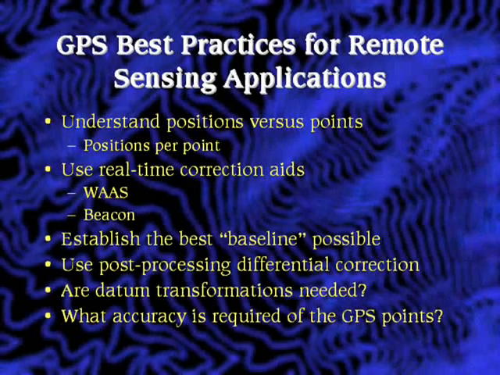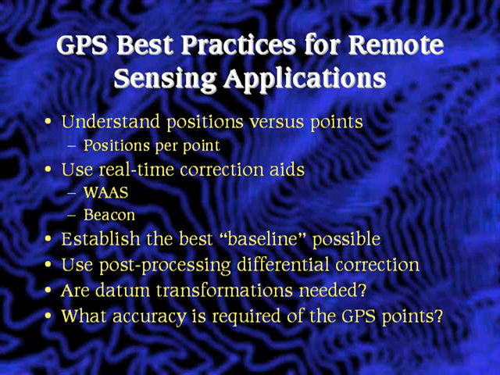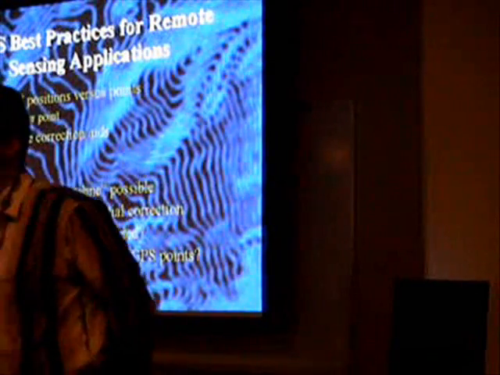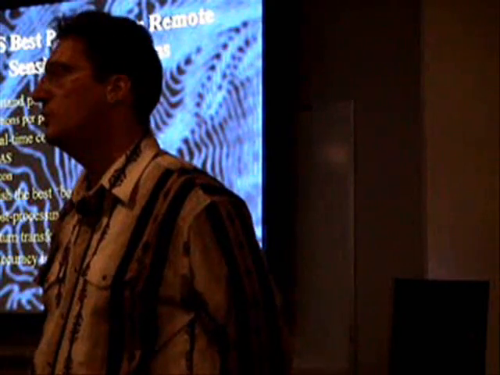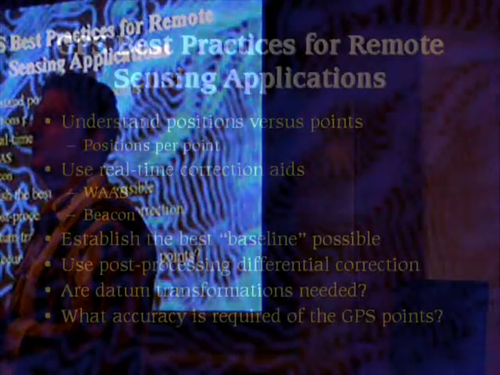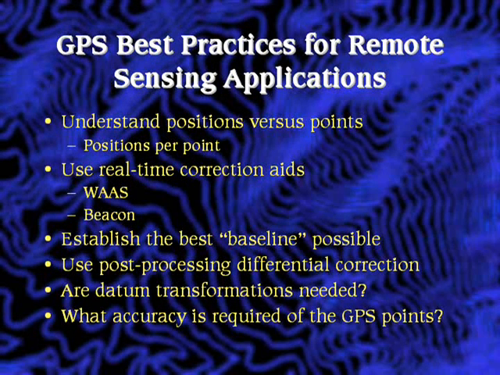So some GPS best practices for remote sensing applications. First of all, I want to make sure that folks understand the difference between positions and points. For each point that you collect with your GPS receiver, you typically collect numerous positions per point. So a position is one estimate of where you are. And when you take numerous positions, maybe 120 or so, this rule of thumb has always been 2 minutes. Now with the newer systems, you can get your 120 positions typically faster than 2 minutes. That'd be 120 positions per point, and those are averaged to give you 1 point.